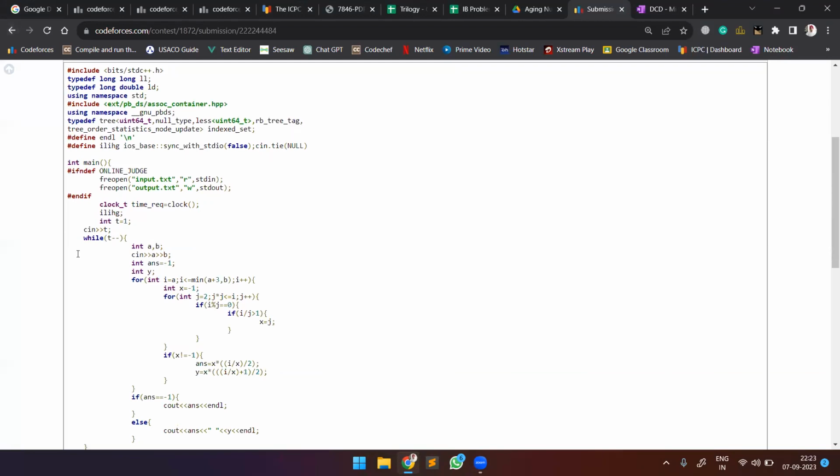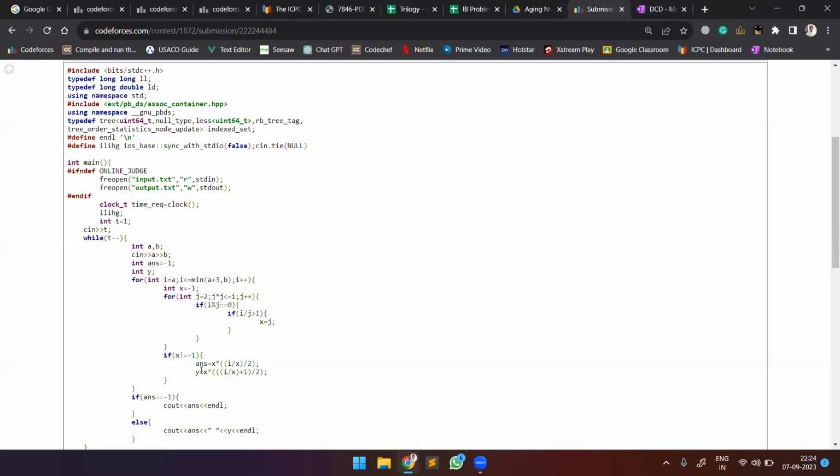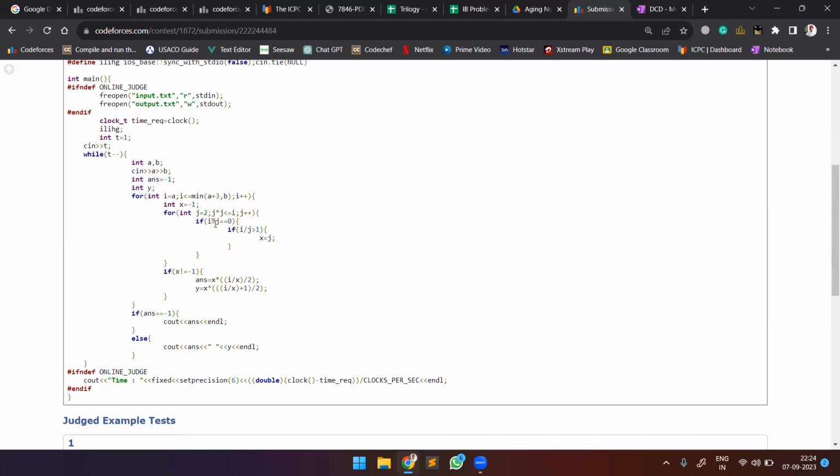And this is well within the time limits because the numbers are ranging from 1 to 10 raised to power 7. So at max 10 raised to power 3 into 4 iterations per test case. What I've done is I have just iterated from a plus 3 to b, where a and b are basically l and r. I check each of the factors, and if one of them is greater than 1, I change the range, I change the numbers accordingly. If I find no number, I just print minus 1.